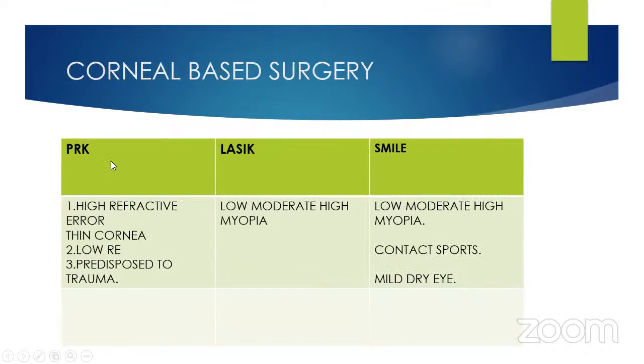In PRK: high refractive error, thin cornea, low refractive error, and predisposed to trauma. Such candidates are suitable for PRK. Low, moderate, high myopia, such patients can be taken for LASIK. Low, moderate to high myopia, patients involved in contact sports and mild dry eye, such patients can be taken for SMILE surgeries.